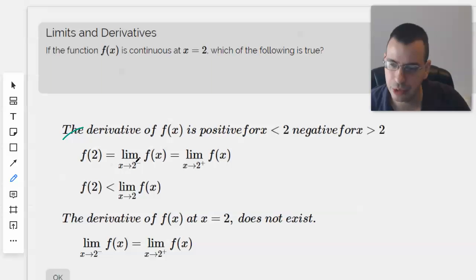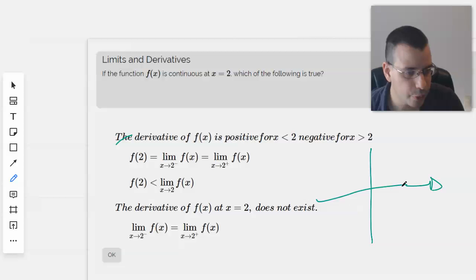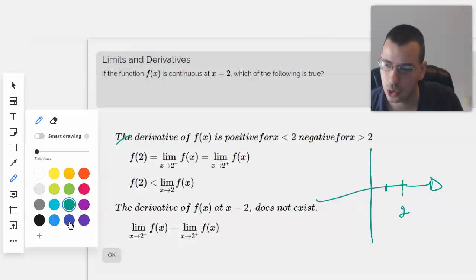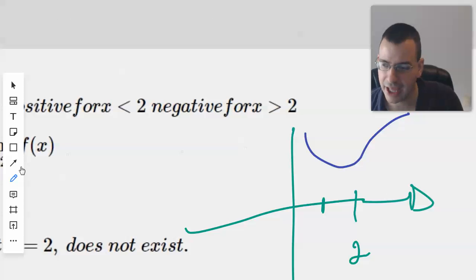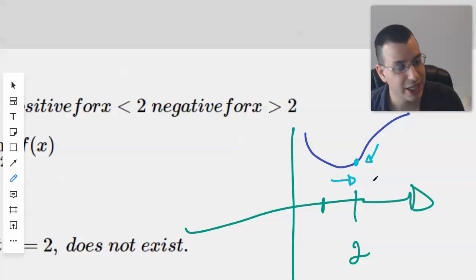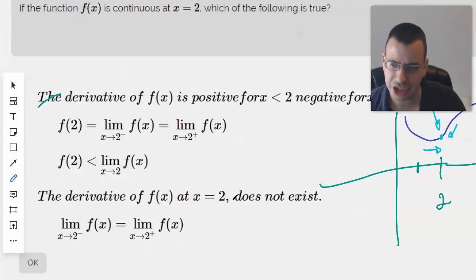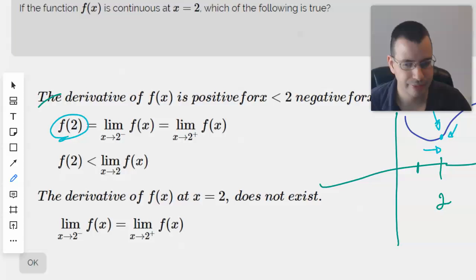F of 2 equals limit of f of x as x approaches negative 2. So this is saying we have a graph like so. We have 2 right here. Probably should draw 1. And we have a graph like this. And it is saying that at this point right here, if it's continuous, then if we approach it from the left and if we approach it from the right, it'll be the same. And that'll be the same as what it actually is at 2. And I think that's correct. So I will circle this as a strong maybe.